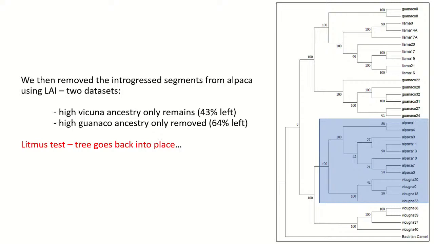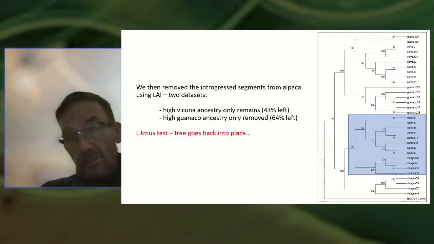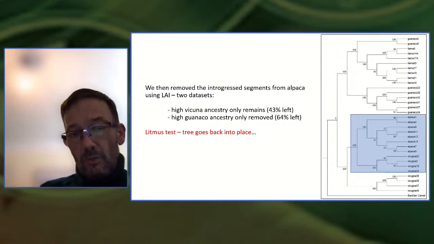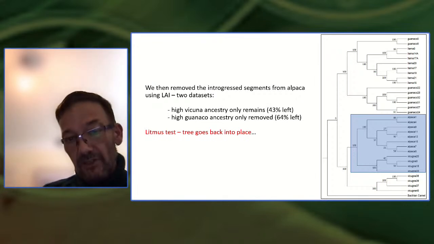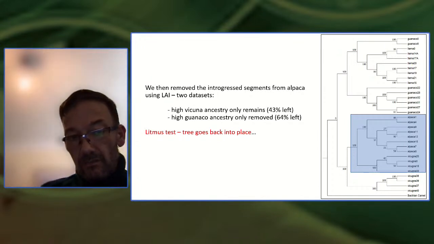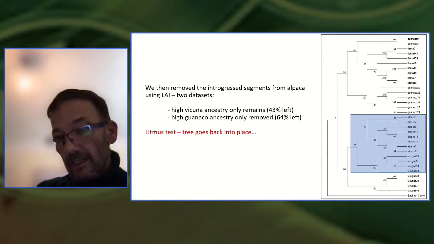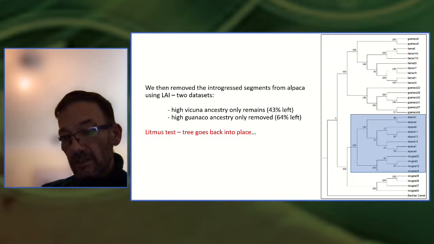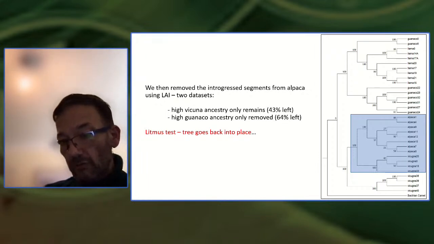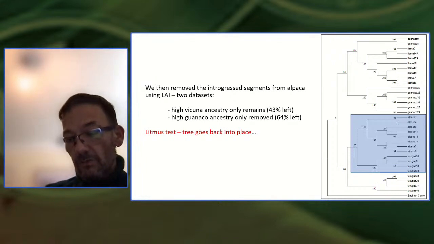So we cleaned the genomes of both the most likely high vicuña ancestry sequences. So only very high, 43% of high vicuña ancestry genome remained. And the other approach was to take only the very highest assigned guanaco genome out. And so you have this gray area between 43 and 64. So these were the two most extreme. But if you look at this kind of analysis, this is actually the high guanaco ancestry only removed. So this is the least conservative analysis. The tree goes back into place. And in fact, you see that the alpacas all then group with Vicugna mensalis. So the tree goes back into shape.